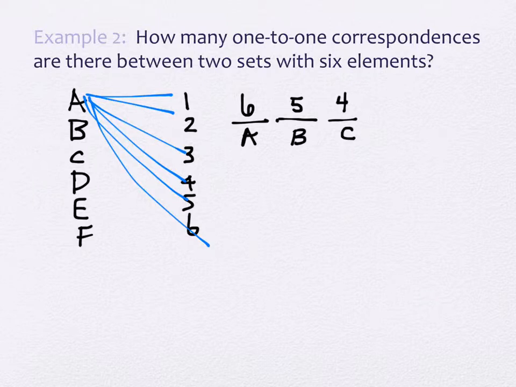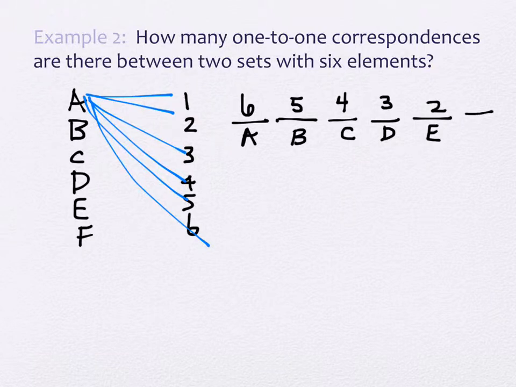4. There's only 4 numbers left. How about letter D? 3. And letter E? 2. And then what happens to lonely little F? He's the last one to get picked, right? Or the last one to get a partner. Okay, so what are we going to do with this 6, 5, 4, 3, 2, 1? Any ideas?